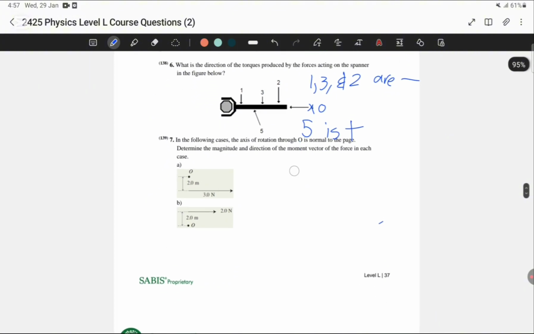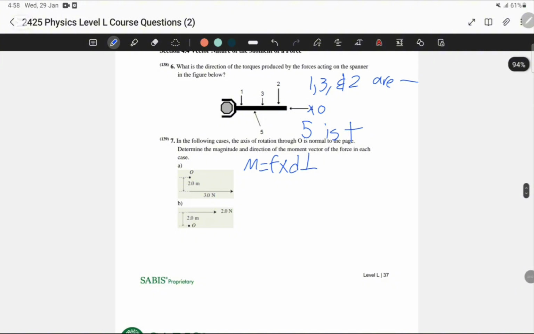Okay, this one is easy as well. What you need to do is moment equals force times perpendicular distance. The force is going to be going like this. Since this is the axis of rotation, the force is going like this, which is counterclockwise, positive. So it's force times distance, 3 times 2. Moment of force F on O equals 6 newton meters.